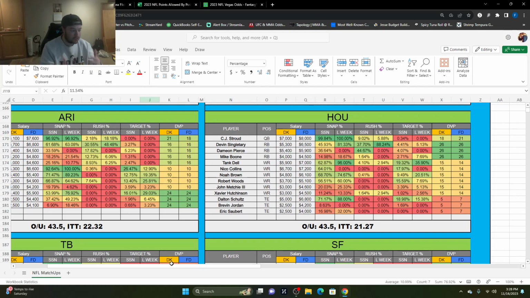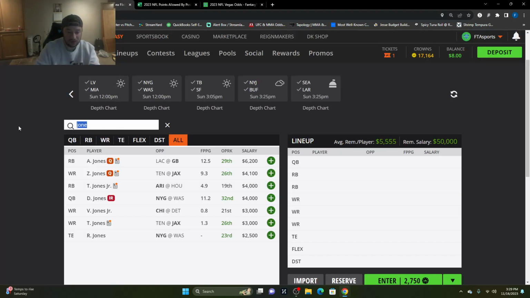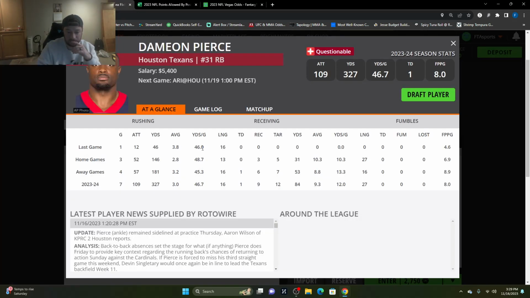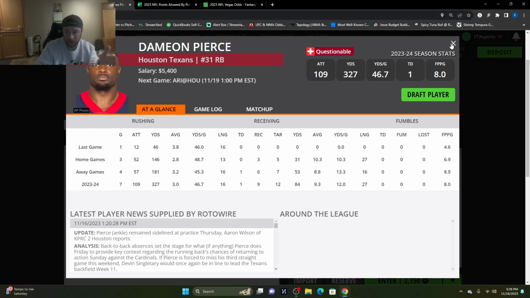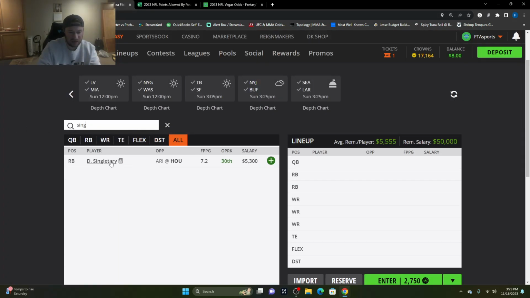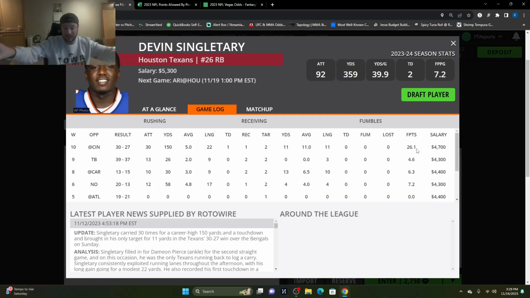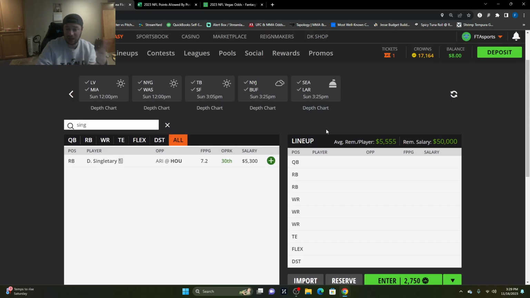Then we got Houston. We know that Houston's been going off. We see that Arizona's defense is 18th against them. They rank 26th against the opposing running backs. Devin Singletary. Is Dameon Pierce? He's questionable. Hasn't played since week 8. Singletary comes in. I don't think he's done much, right? Or has he? He did last week. He did against Cincy. He had 30 attempts and 150 yards, a touchdown, and then one reception on 2 targets for 11 yards. So 26.1 at 4,700. He's gone up to 5,300.